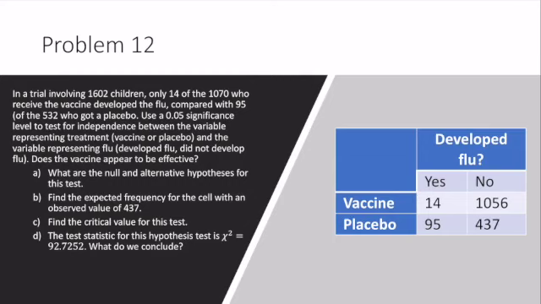Next, in a trial involving 1,602 children, only 14 of the 10,070 who received the vaccine developed the flu. I want to use a 0.05 significance level to test for the independence between treatment and the flu and whether or not our vaccine appears to be effective. This is a chi-square test.